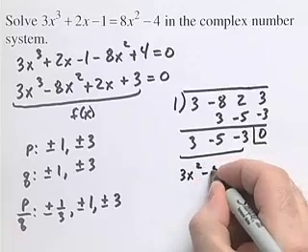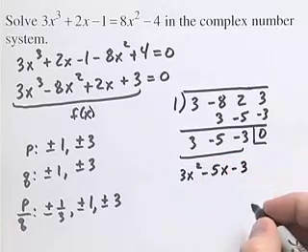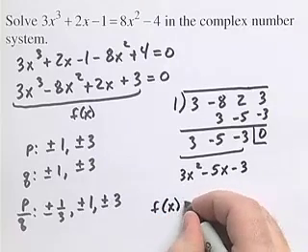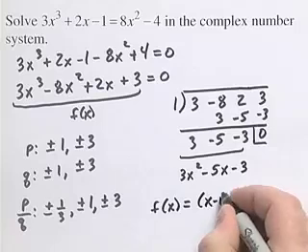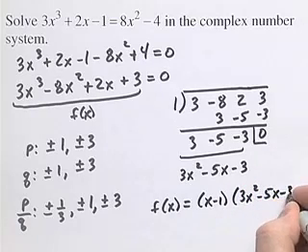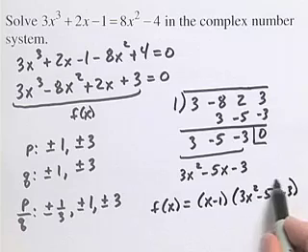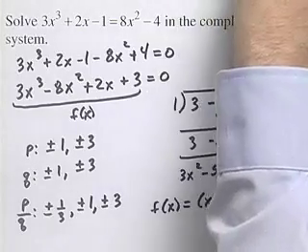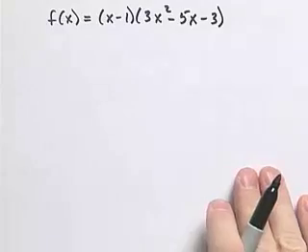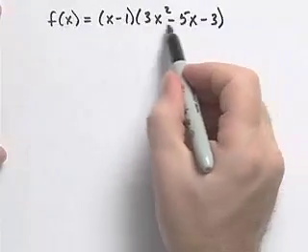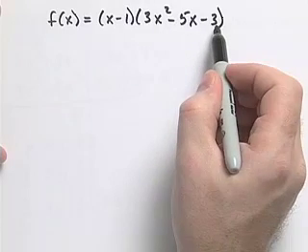3x squared minus 5x minus 3, and it allows us to rewrite our function f of x in a factored form. F of x is equal to x minus 1 times 3x squared minus 5x minus 3. All we have to do now is see if we can get any zeros of this quadratic expression here. We've rewritten our function f of x in its factored form. We just want to see if we can factor 3x squared minus 5x minus 3 any further.